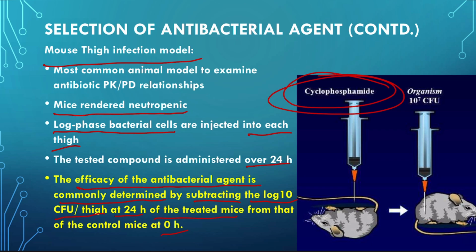Okay, that is log of colony forming units per thigh in case of the mice which is treated with antibiotics, to the log of colony forming units per thigh of the mice in which the antibiotic was not given. Here you can see the thigh is being looked for the presence of different amounts of colony forming units, and it actually requires some processing also.